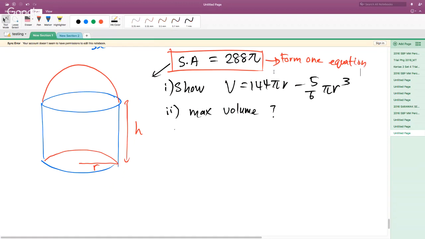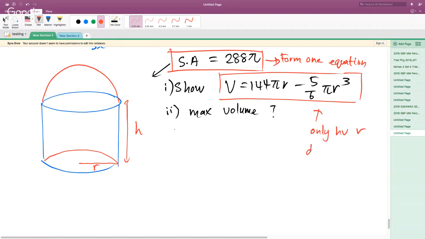I need to use this information to form one equation. Before I form the equation, I will need to pay attention over here. From this V equation, we only have R, we don't have H.